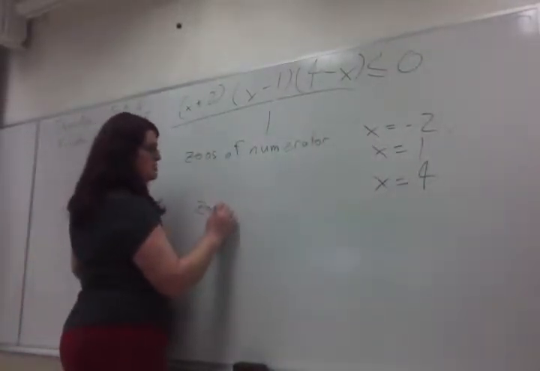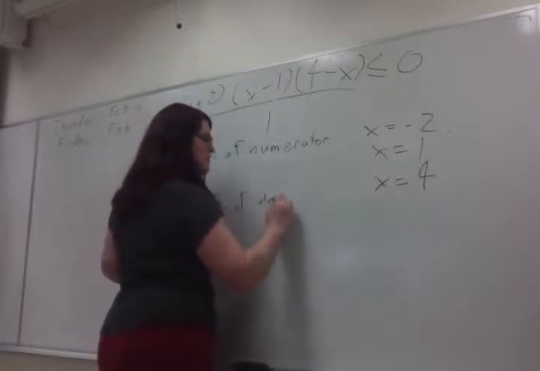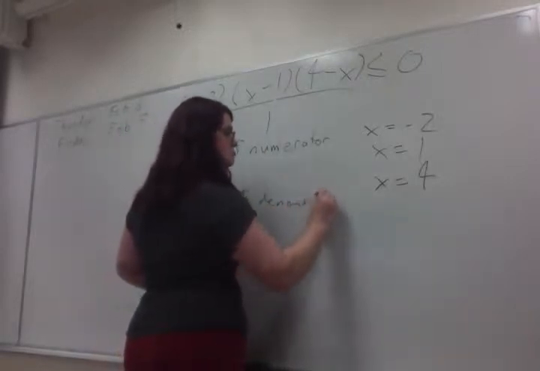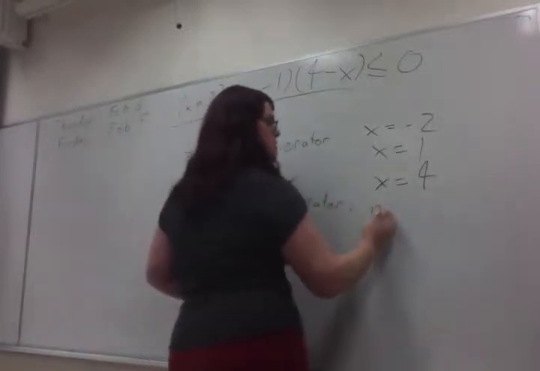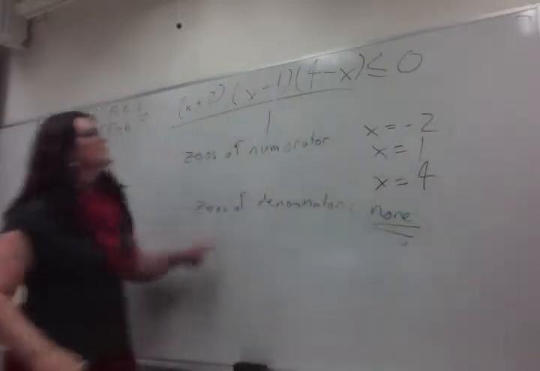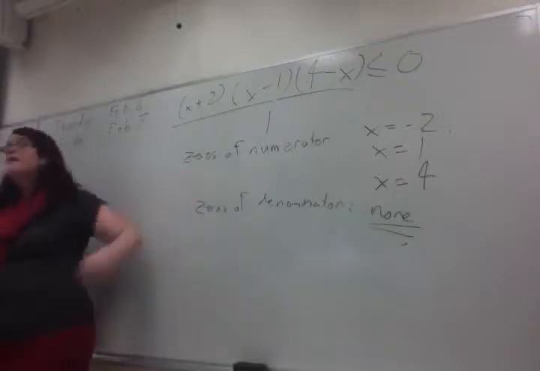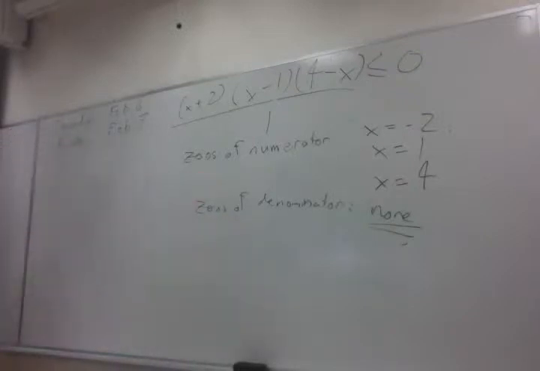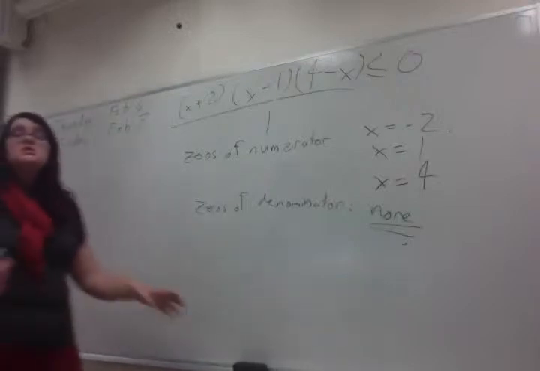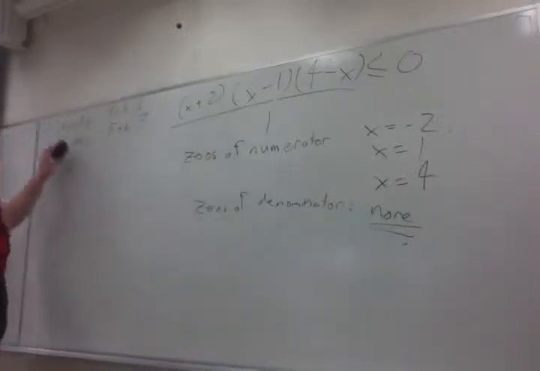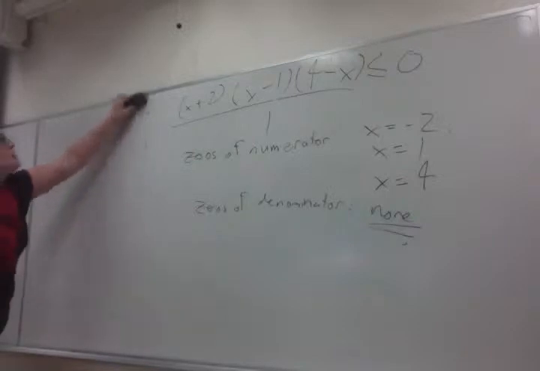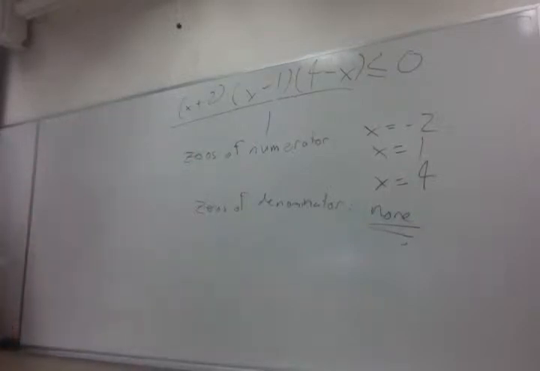Now if I look for the zeros of the denominator, there are none. The reason is because the denominator is just 1. 1 is never 0. So there's no places where the bottom of this thing is 0. There's 3 places where the top of it is 0. And so those 3 places where the top of it is 0 are the places we're going to use to divide up our number line when we do the sign table.